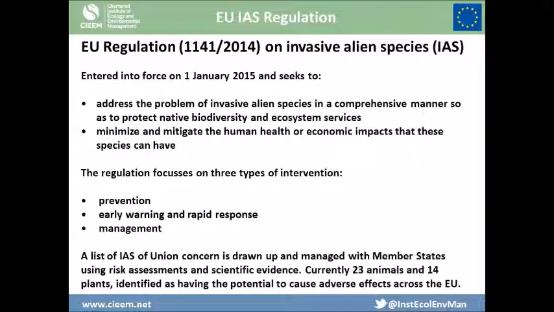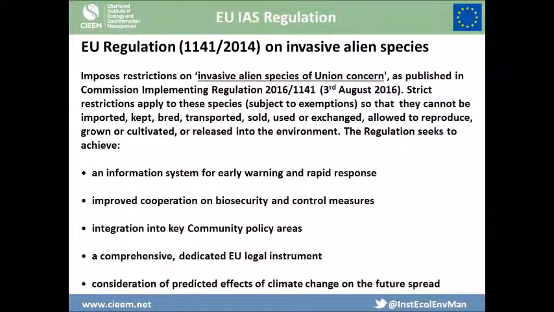It relates to a list of species of European Union concern, 23 animals, 14 plants that have been identified, have gone through a risk assessment process, and are likely, if not managed, to cause adverse effects across the EU. This regulation imposes restrictions on member states in terms of these species of union concern, and associated with that are strict restrictions that apply to these species. They cannot be imported, bred, sold, allowed to reproduce, or released into the environment.